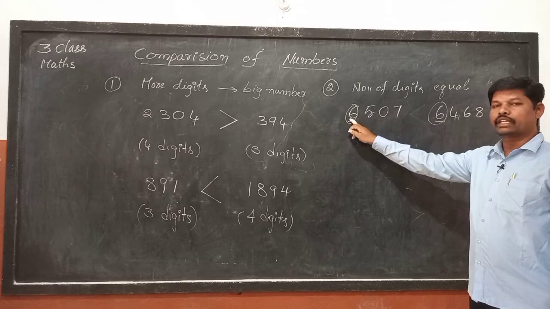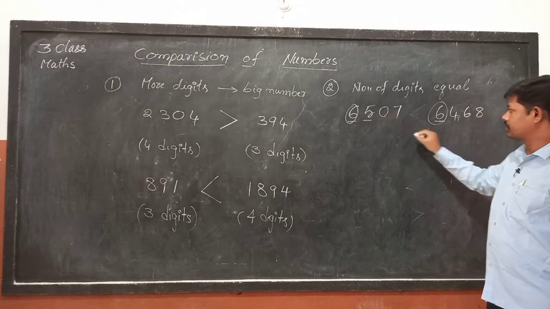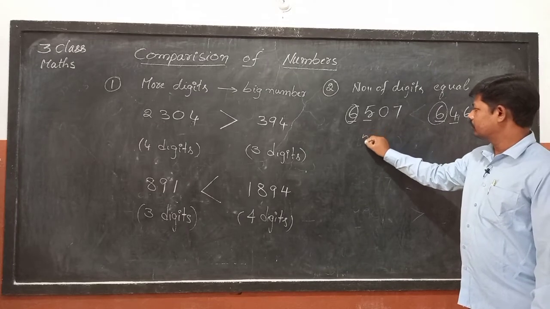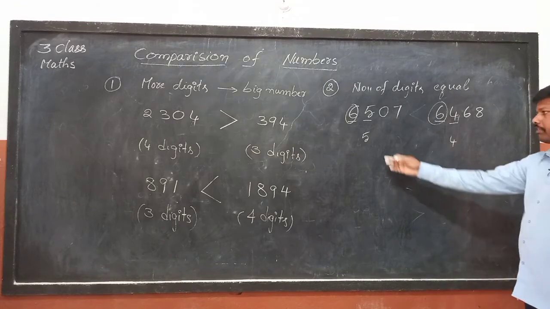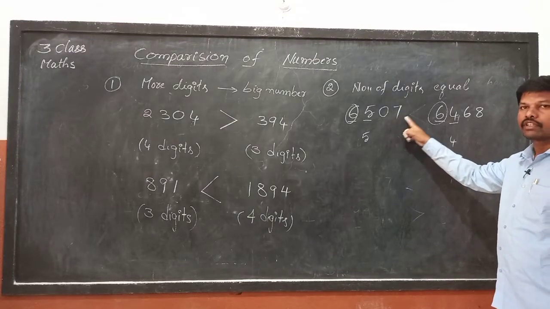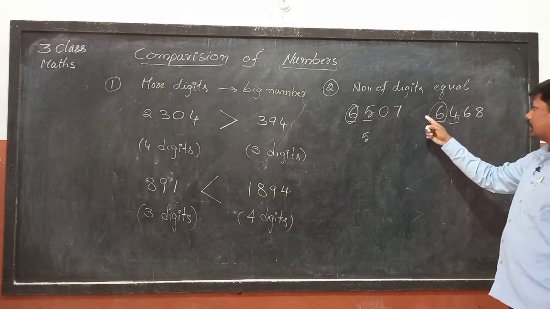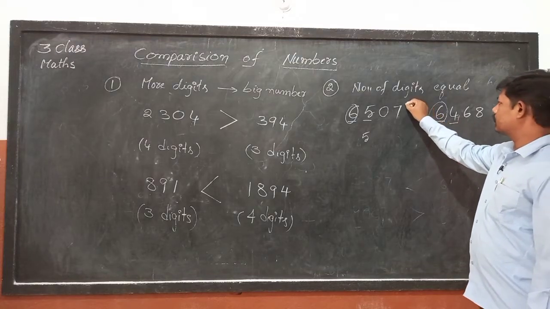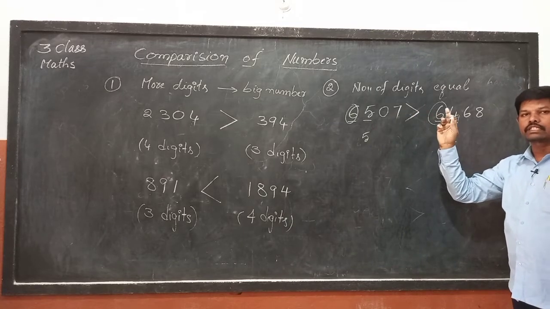If the digit in thousands place is the same, then see hundreds place. Compare hundreds place. In hundreds place, here 5, here 4. So we got the answer. 5 is greater than 4. Then this number is greater than this number. So 6507 is greater than 6468. So you have to keep the greater than symbol in between these two numbers. Let us take one more number.